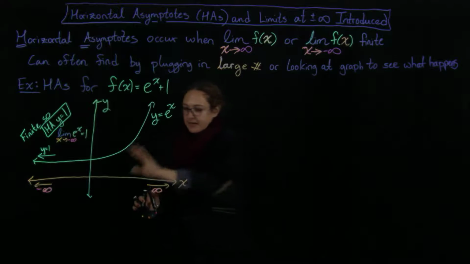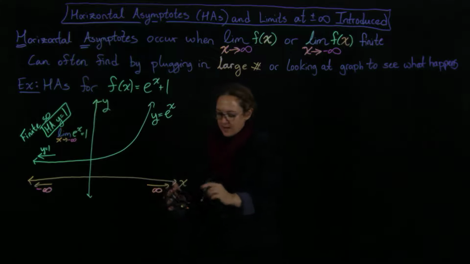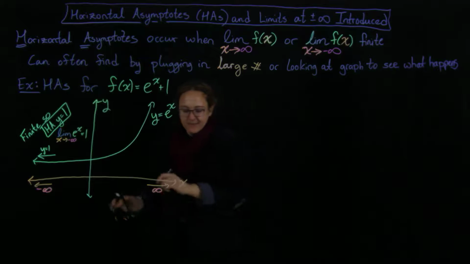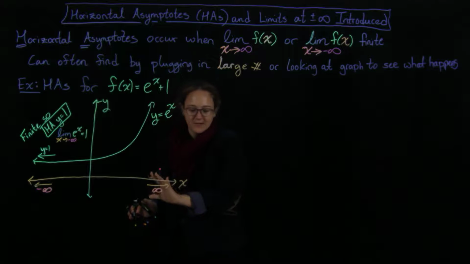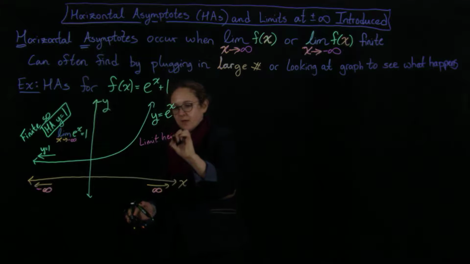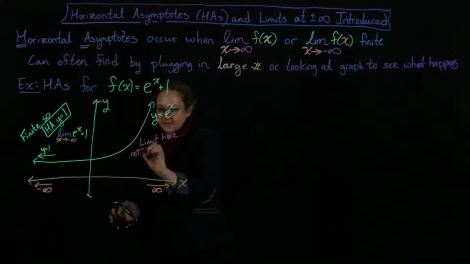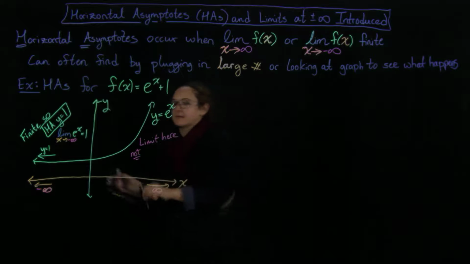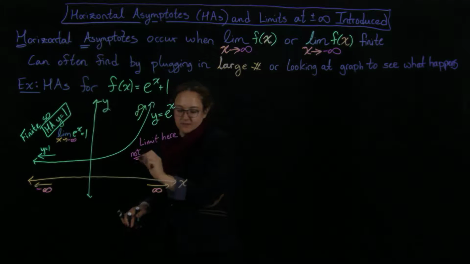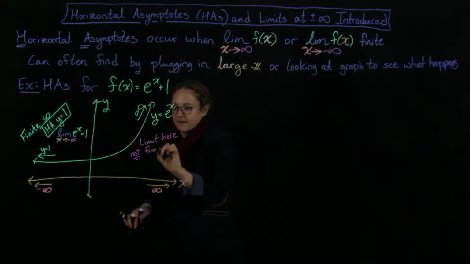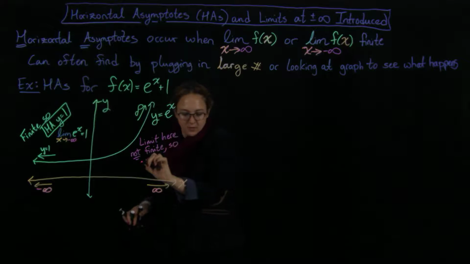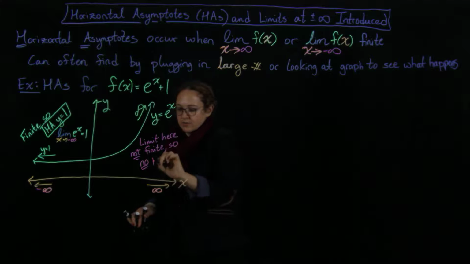Now on this side, as my inputs go towards positive infinity, the limit here is not finite, so no horizontal asymptote here. It's approaching infinity because it's going infinitely high up. So this is not finite, so no horizontal asymptote here.